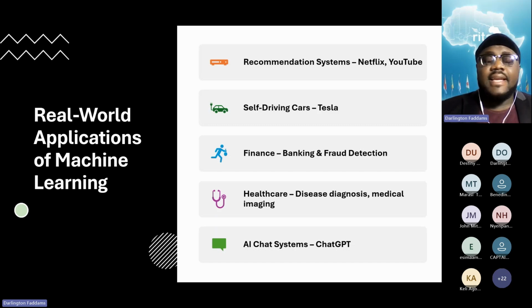In healthcare, AI is used to diagnose diseases and for medical imaging. And of course, AI is used in multiple chat systems today that some people cannot even live without.